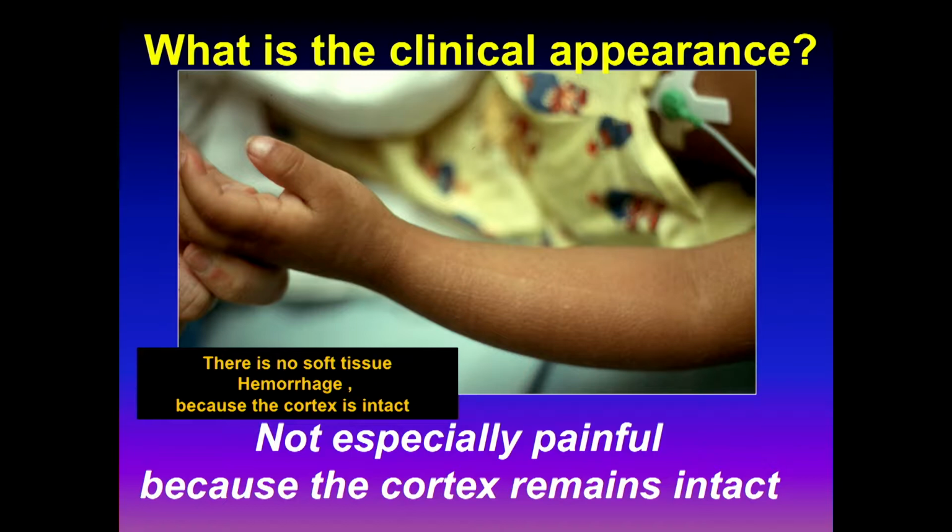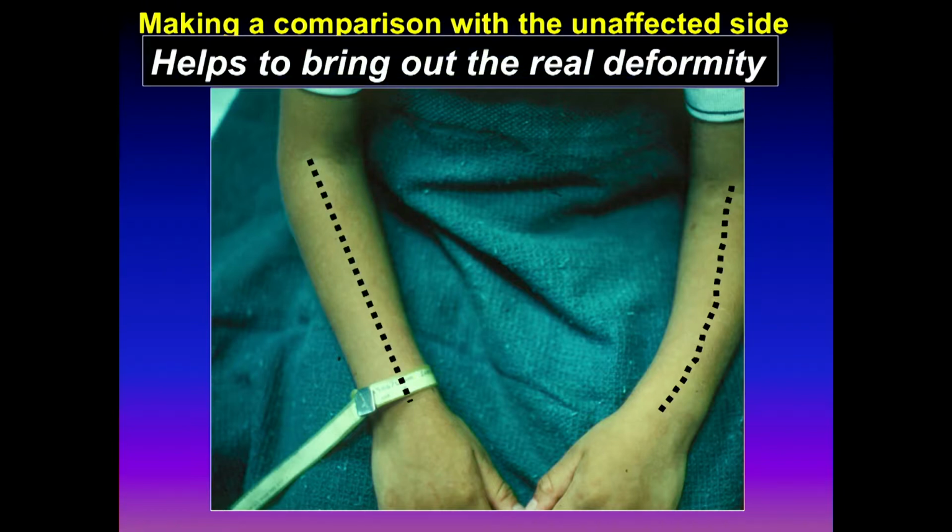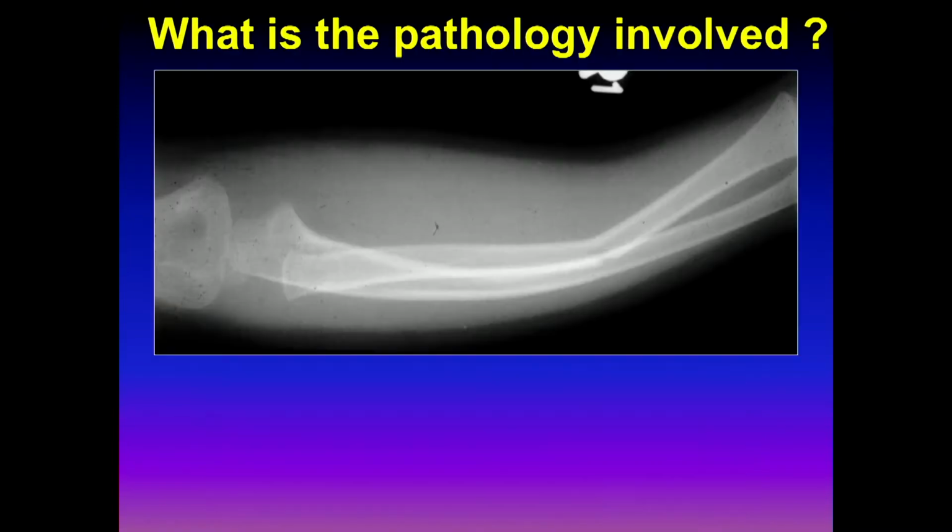so you don't have what you see when the cortex breaks. What do you get in the soft tissues? Bleeding. And so you get bleeding and hemorrhage and pain from the bleeding. So what you need to do is you usually make a comparison with the unaffected side, and you can see this has both a rotational component and an angular deformity. When you compare it with the straight, it should be straight. And it helps bring out the real deformity.